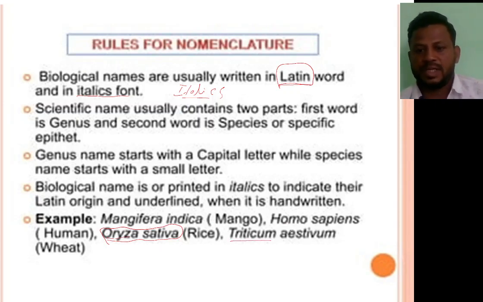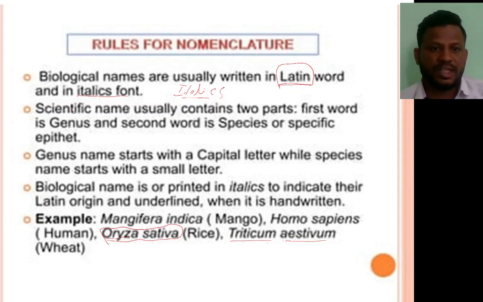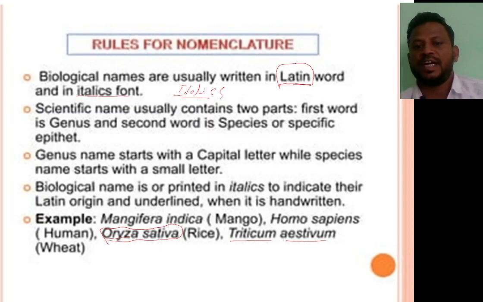Triticum aestivum, these are the Latin words, right? Second rule: the scientific name usually contains two parts. As I told you before, the first part is related to the genus, and the second part is related to the species or the specific epithet.